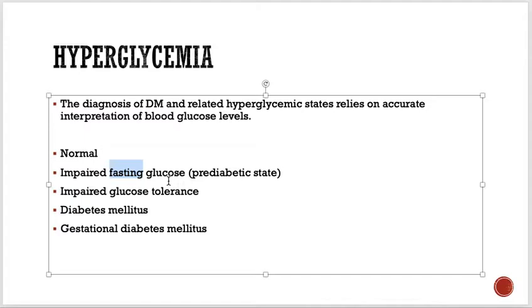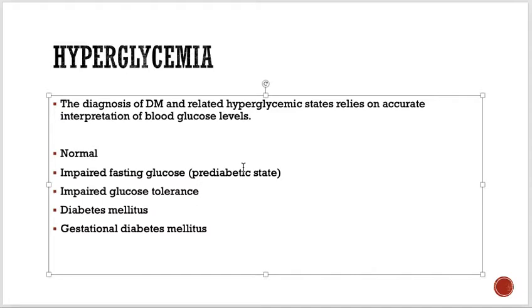And remember, guys, they have abnormal values, which are more than normal but less than what is considered as diabetes. So simply, the patients who have this condition, impaired fasting glucose, are at risk of getting diabetes. Okay, so this is the important thing.